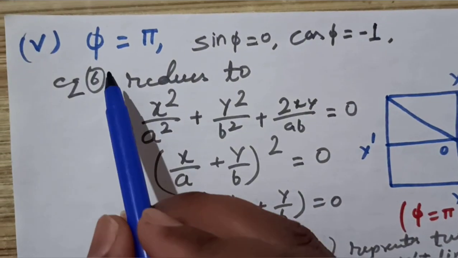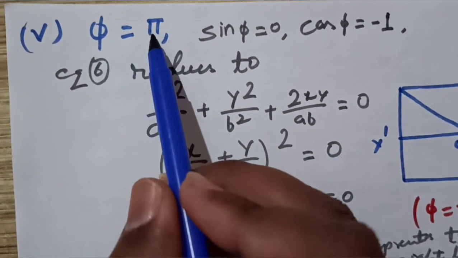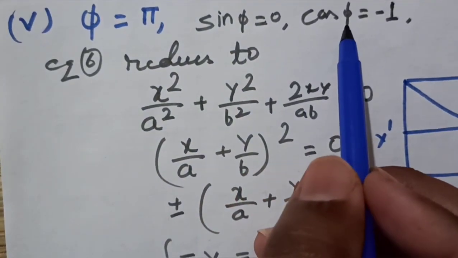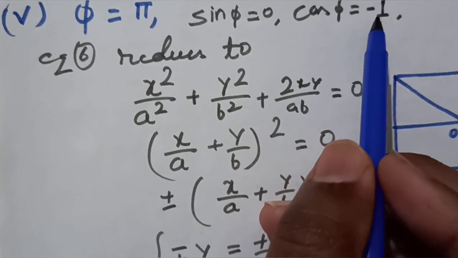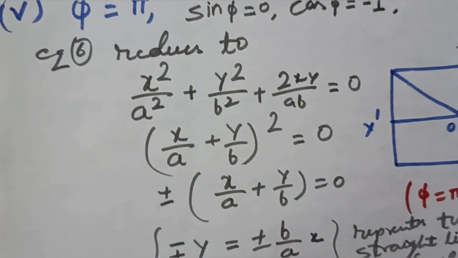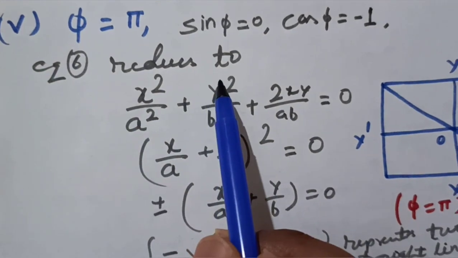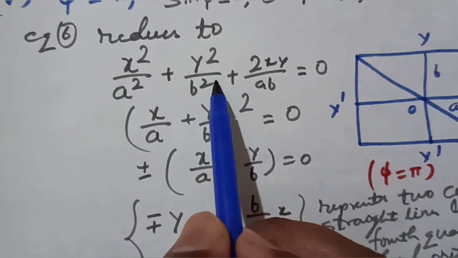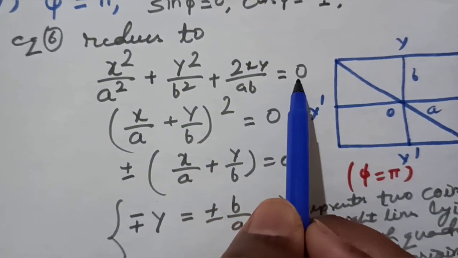Now again we have this phase is pi, and you know that sin pi is 0 and cos pi, cos 180, is minus 1 here. So the equation reduces to, you can just see that, x square upon a square plus y square upon b square plus 2xy upon ab is equal to 0.